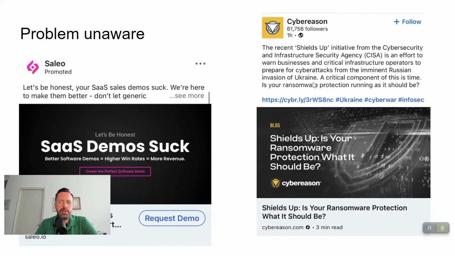Okay, so the ad on the left is one I already showed you. The right one is a new one. But basically what these ads are doing is promoting a message to people that are not aware of the problem, or perhaps just aren't educated enough on the problem. So for problem unaware people, SaaS demos suck. Okay, you're right. Yeah, convince me of that. And I think you can do a good job of that with LinkedIn.